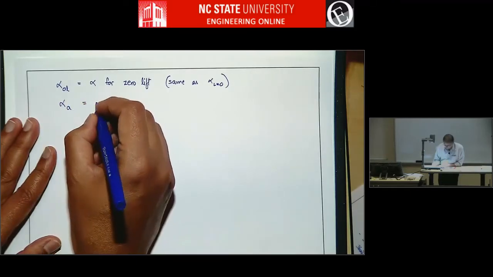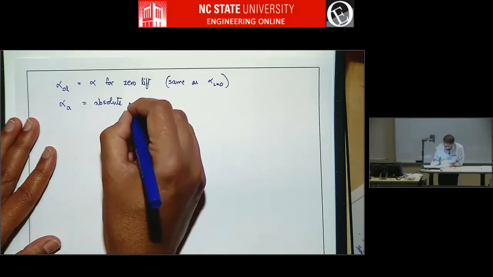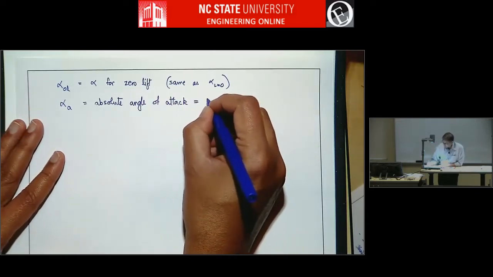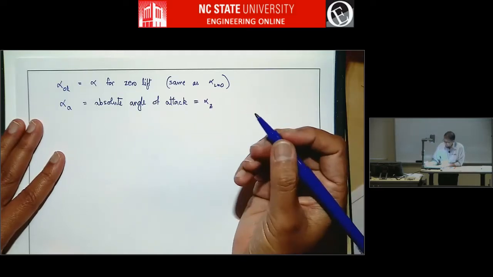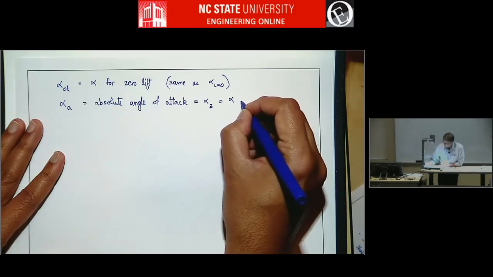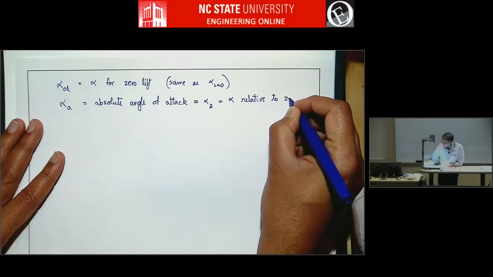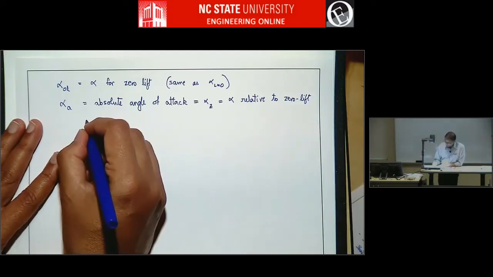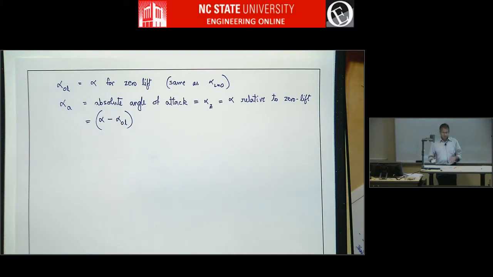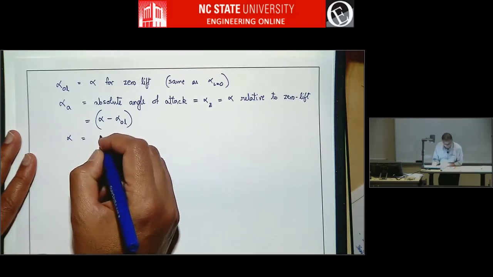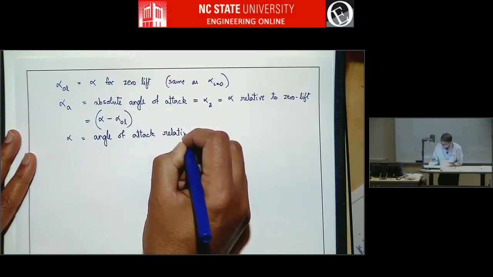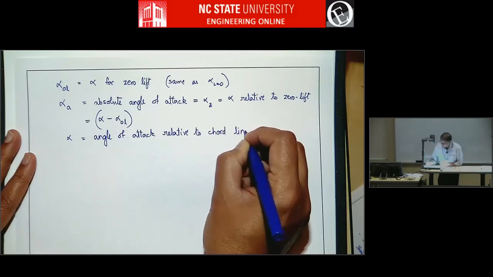Alpha A is the absolute angle of attack. In some places, especially in some of the papers that I've given, I've called it alpha Z. It's the same thing as alpha A. Some books call it the absolute angle of attack. I've called it alpha Z, which is alpha relative to zero lift. This is essentially alpha minus alpha 0L. Right? Alpha Z or alpha A is alpha minus alpha 0 lift. And alpha is the angle of attack relative to the chord line. This is what we normally call alpha.